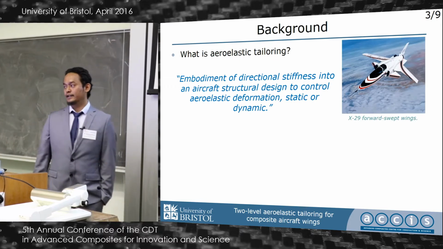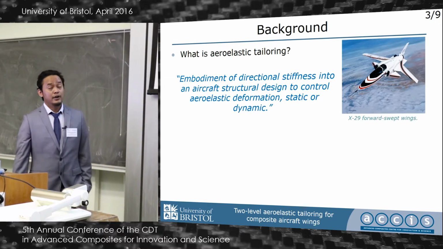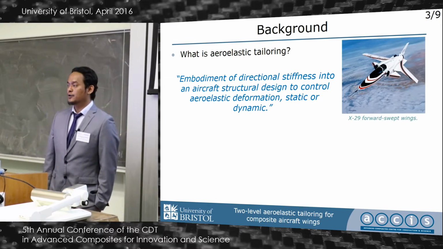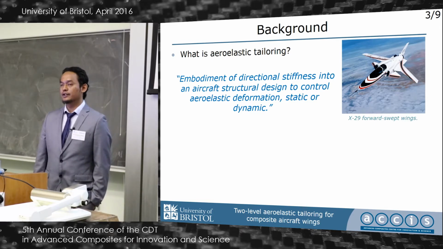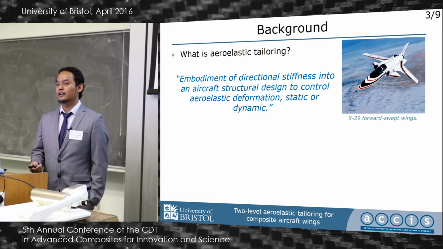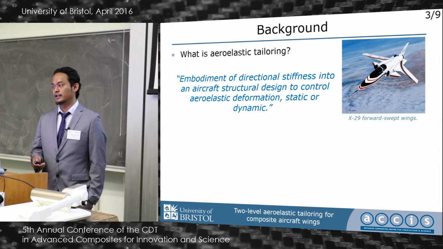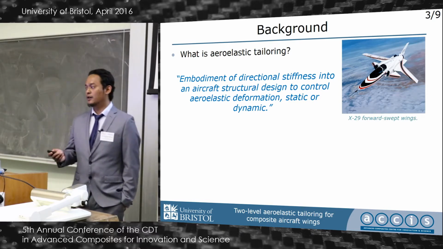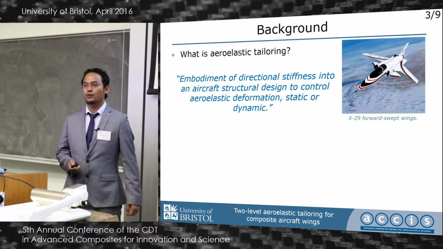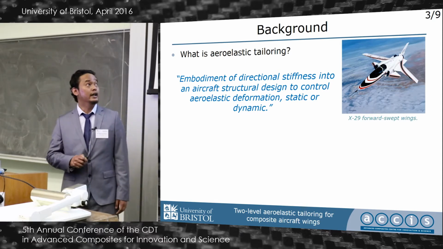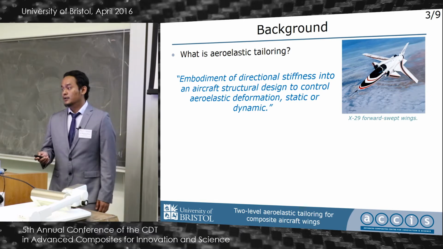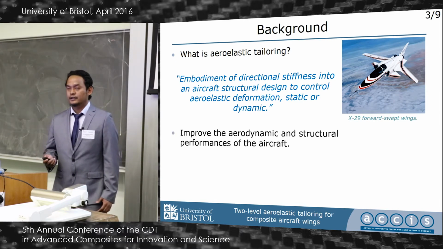So what is aeroelastic tailoring? Aeroelastic tailoring is an approach where the deformations of the wing can be controlled by tailoring the directional stiffness into the structures. An example of an aeroelastic tailored wing can be found on the X-29 forward swept wings, as shown in the figure. So what is the benefit of aeroelastic tailoring?